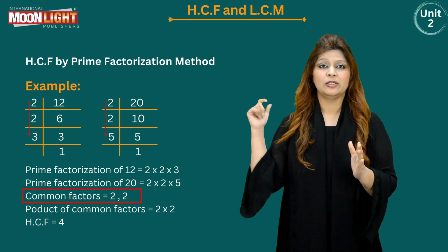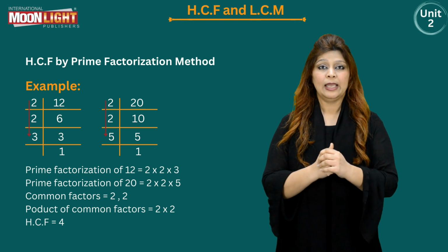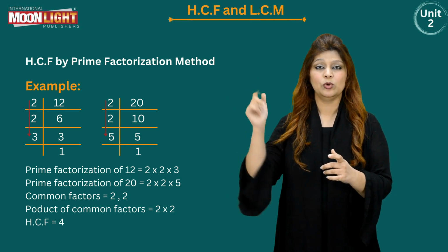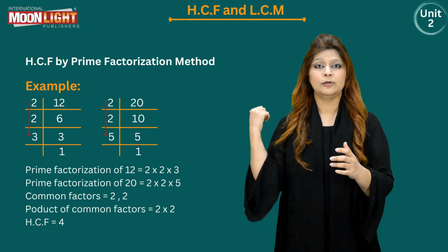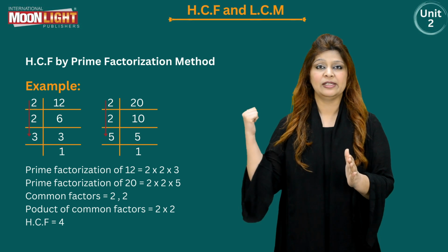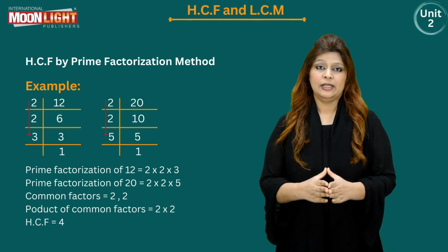So, the common factors over here, you can see 2 and 2 both are common over here, and one more factor is found over here, that is 2 and 2. So, 2 comma 2 is the common factor. So, we are going to write common factors is equals to 2 comma 2.